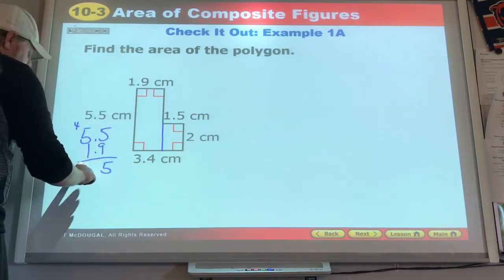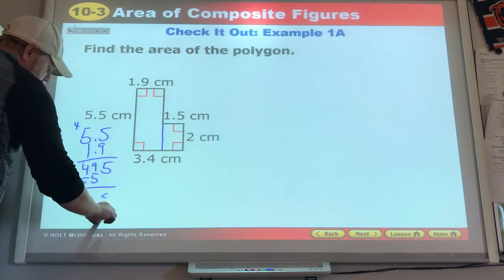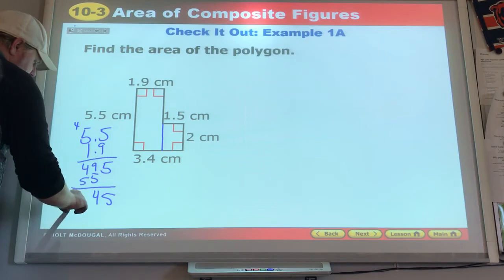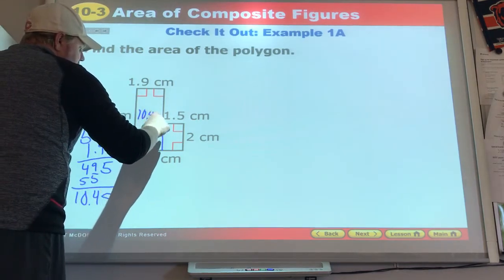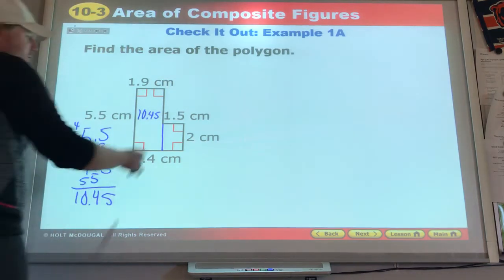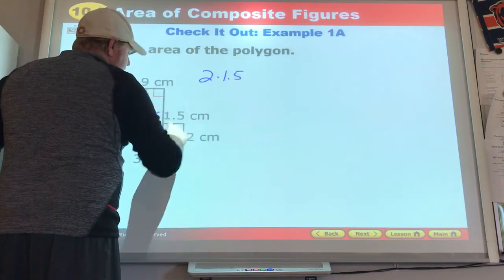So that's 49. So that's a 5, and that's a 5. 14. 10.45 is for that rectangle. This rectangle is 2 times 1.5, and that gets us 3.